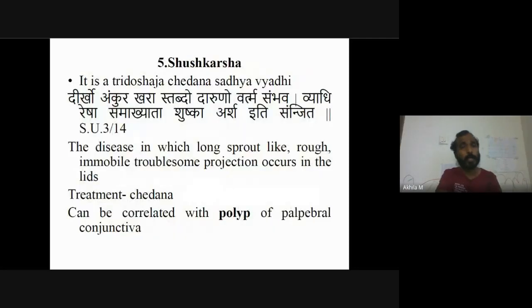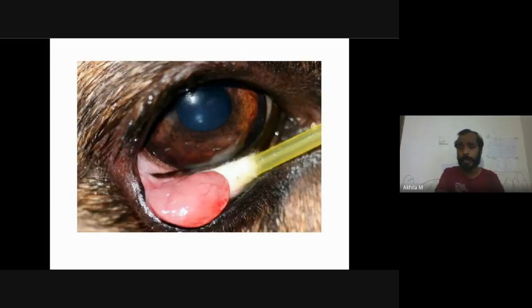Susruta Acharya only told about Shushka Arsha. From the name itself, you get an idea. It is an eruption like arsha, happening in the palpebral conjunctiva. This is told by Susruta Acharya. Treatment is Chedana Karma. From this picture, you can get an idea: polyp-like eruption, mostly from the palpebral conjunctiva.